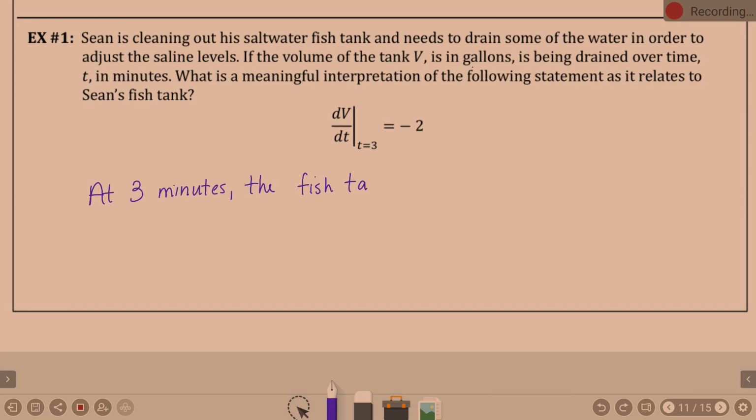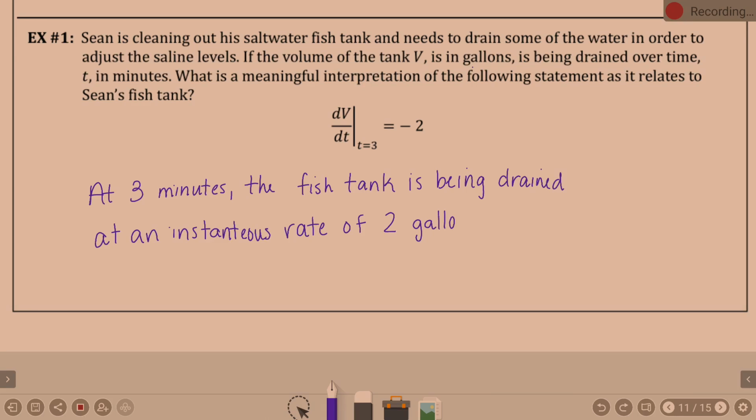The fish tank is being drained at an instantaneous rate of 2 gallons per minute.